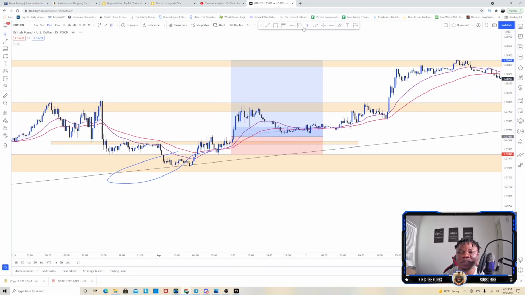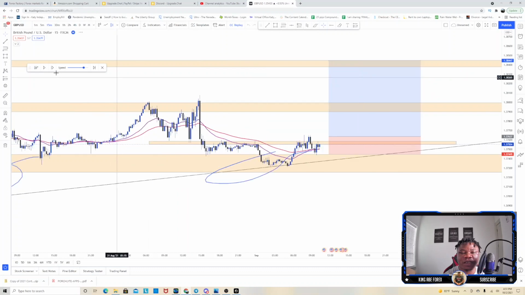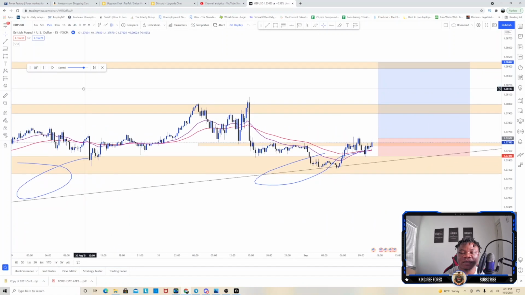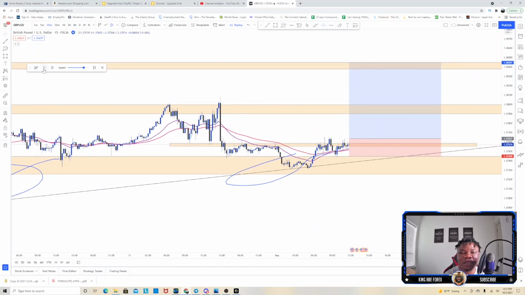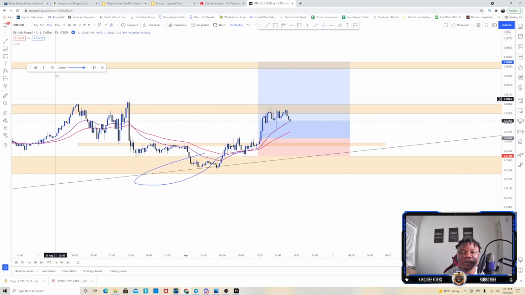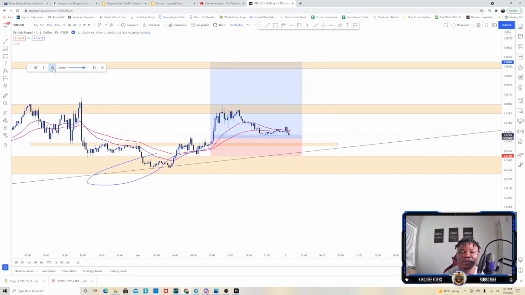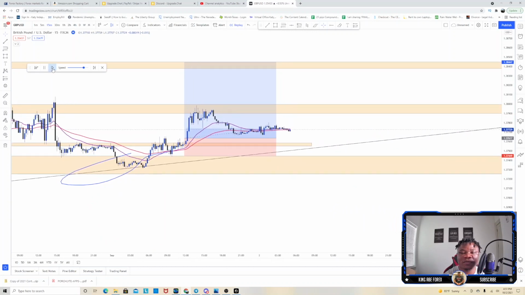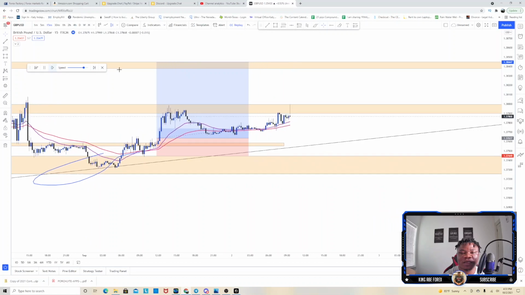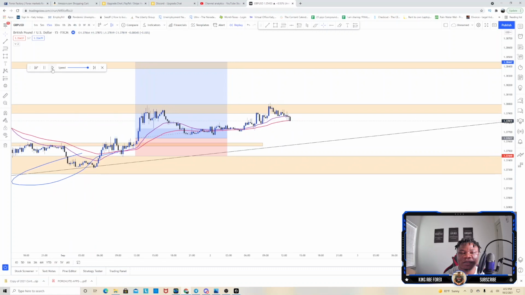Now let's just put this in replay mode just for the fun of it, and let's see how this trade actually played out. Start from right here, and let's see how this trade played out. This is going too slow. Just speed it up a little bit.